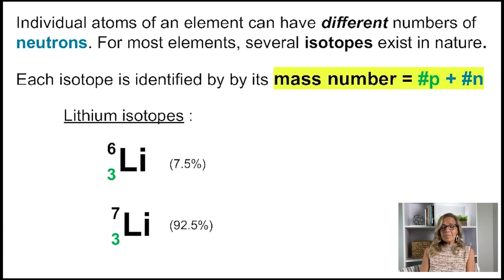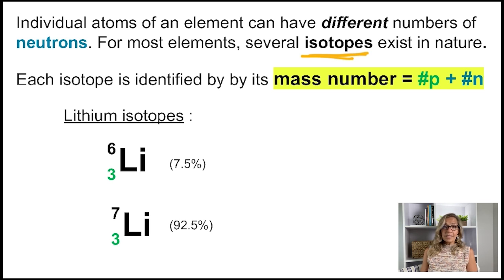First of all, atoms of an element can have different numbers of neutrons. Some are heavier than others. The atoms of the same element that have different numbers of neutrons we call isotopes. And there are different isotopes of each element that occur in nature. Why is it that way? I'm not really sure, but that's what we observe.